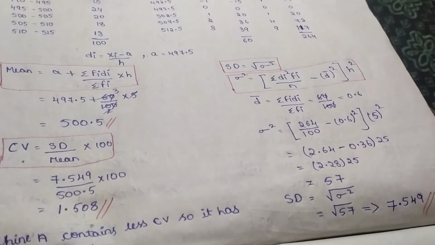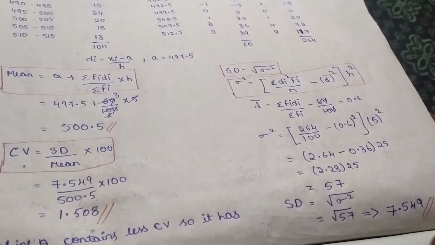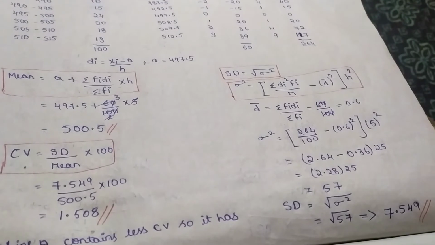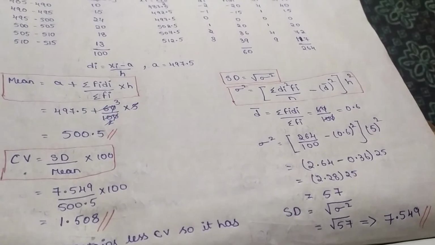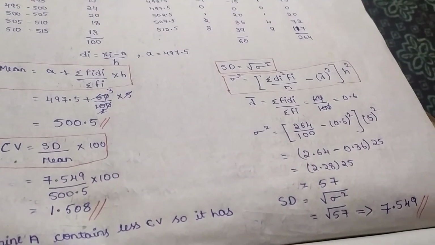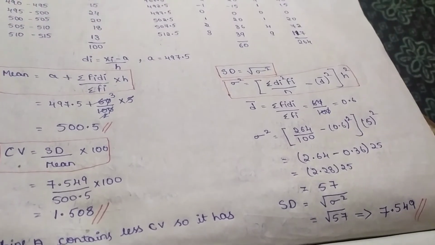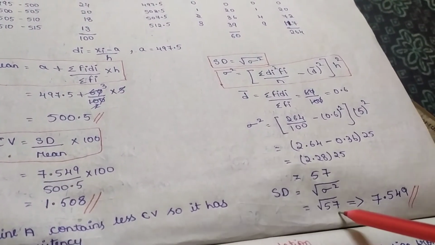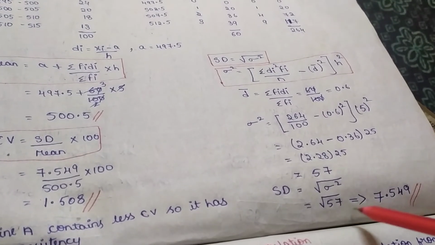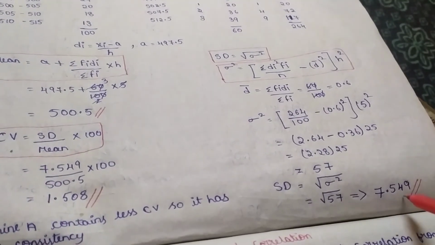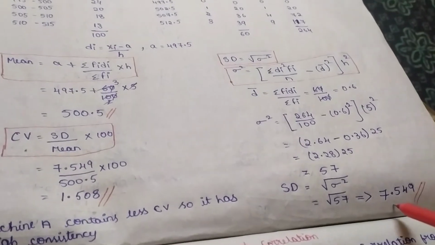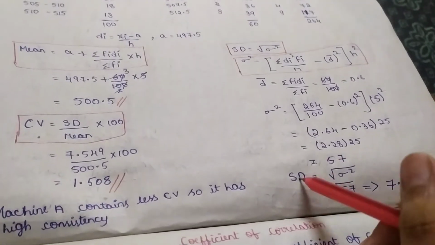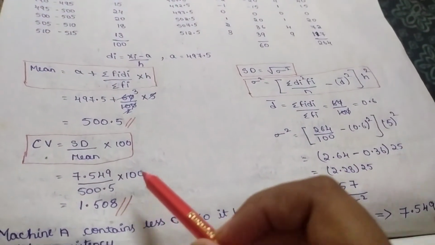If you want to find the standard deviation, first you have to calculate the variance, and then for that variance answer you have to apply the root. So we apply root over 57, and we get 7.549. So we got the SD value, and we got the mean value.